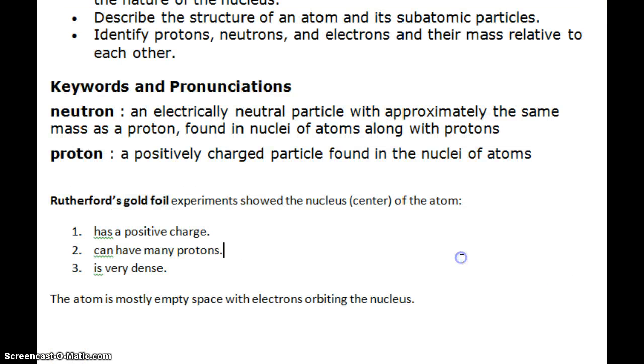So Rutherford is important, and his gold foil experiments showed the nucleus, or the center of the atom, has a positive charge, can have many protons, so in other words it's made up of little pieces that are positive, not just one big clump, and it's very dense. The atom is mostly empty space with electrons orbiting the nucleus.